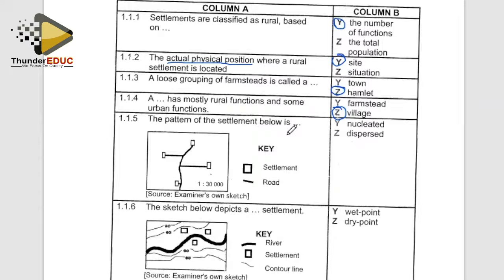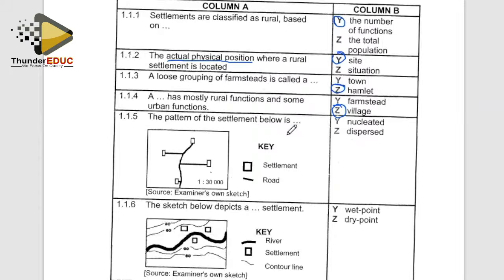Right, then we move on to question number 1.1.5. The pattern of the settlement below is what pattern? Remember, when we're looking at pattern, it's either nucleated or dispersed. Nucleated in the sense that households are close to each other, and dispersed meaning that they are in isolation, one on its own away from each other. If we look at our examiner's sketch there, we can see that the scale is 1:30,000, which means that for every 1 centimeter that we measure on that sketch, the actual ground distance will be 300 meters or 0.3 kilometers. So if we check those settlements, they are away from each other. They are dispersed.